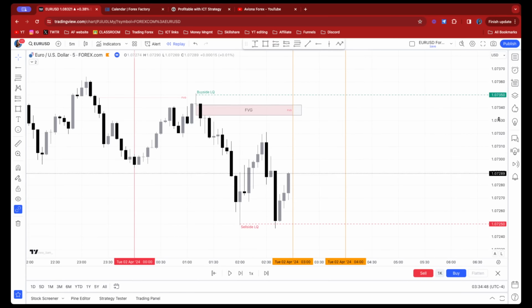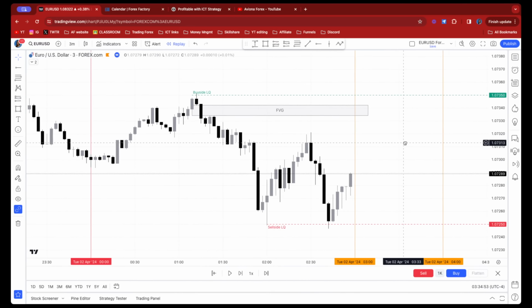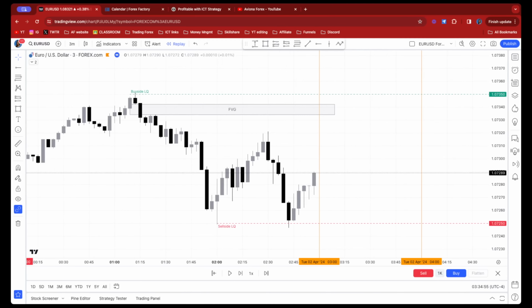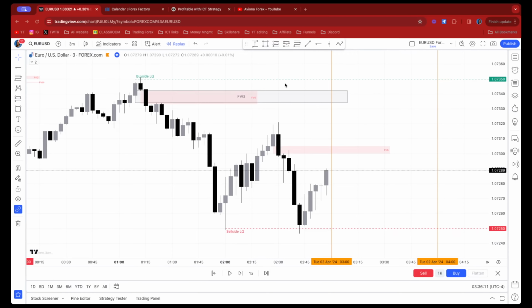Okay, let's go to the 3 minutes time frame. What do we observe here? Let's take a moment and look at the price movement. Looking at the price on the 3 minutes time frame, we can definitely observe a fair value gap here, which we couldn't see before.